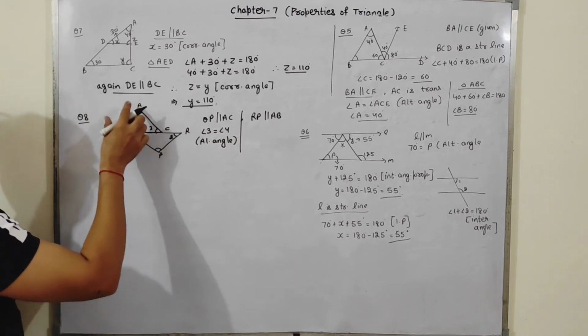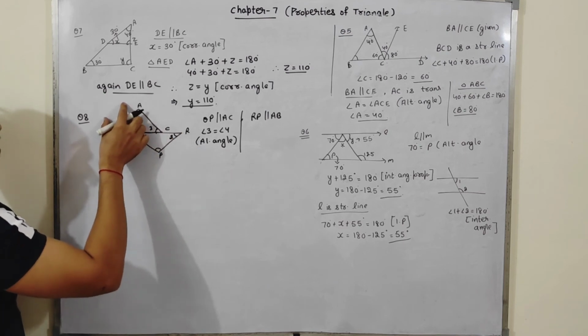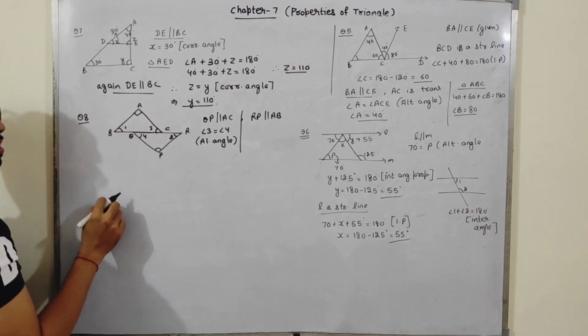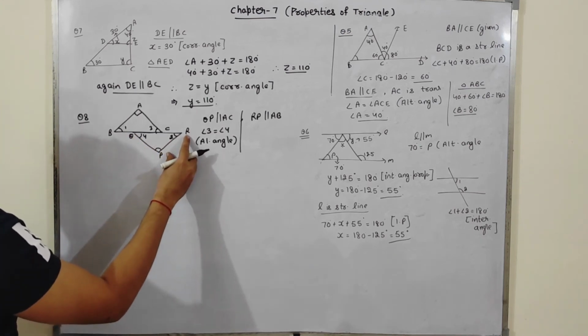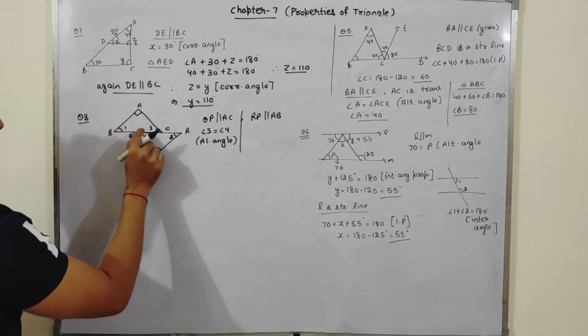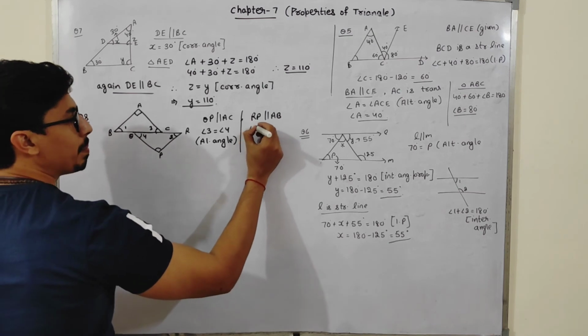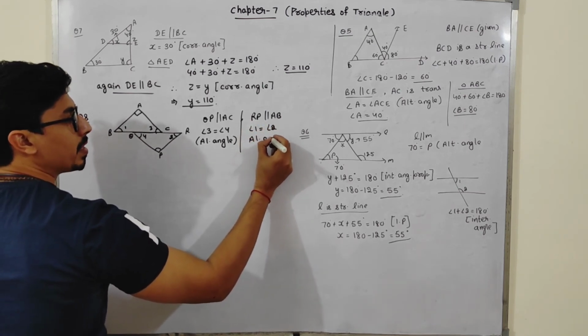Similarly, RP is parallel to AB. If this is the transversal, students, RP is this, AB is this, and if I take this as a transversal, then angle 1 is equal to angle 2. Same, the alternate angle property.